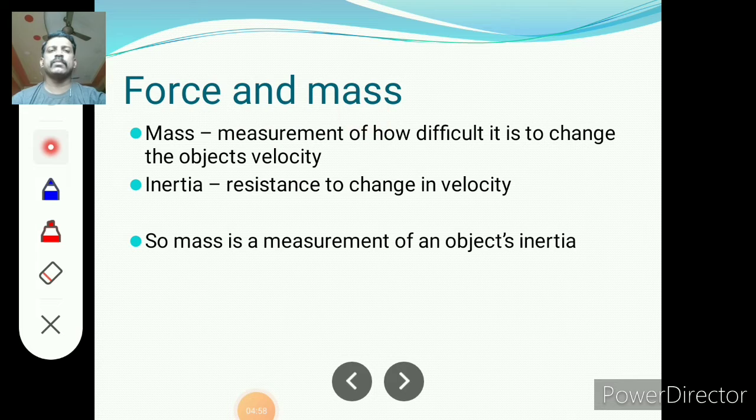Force and mass. Mass is the measurement of how difficult it is to change an object's velocity. Inertia is the resistance to change in velocity. So mass is the measurement of an object's inertia.